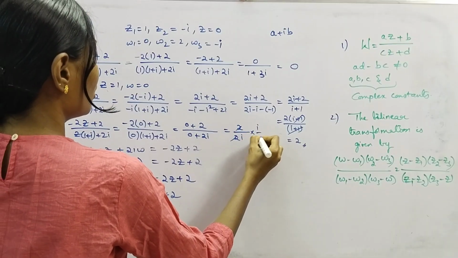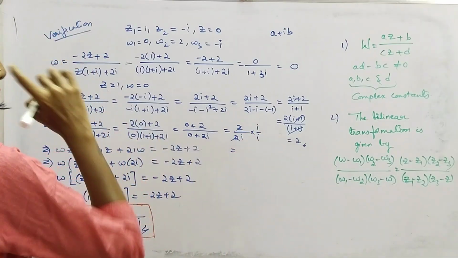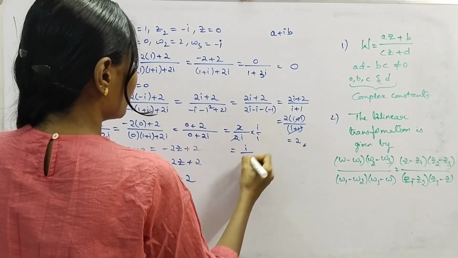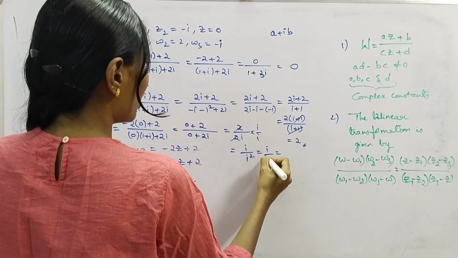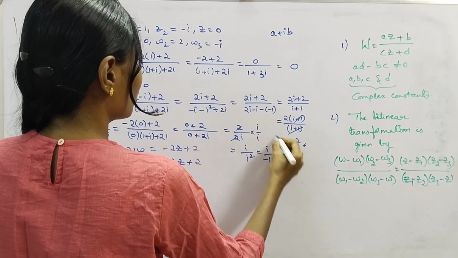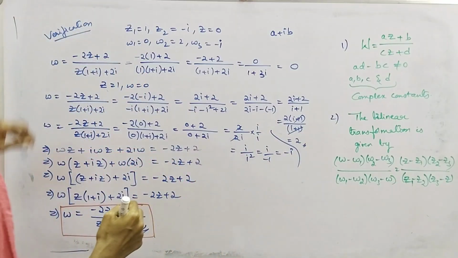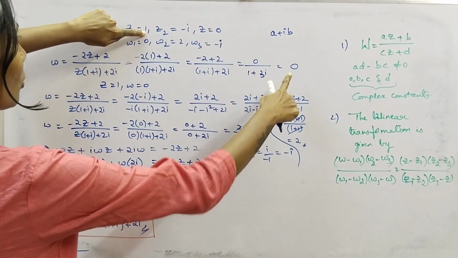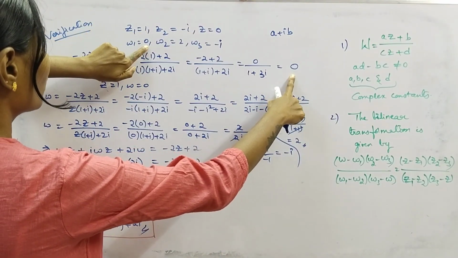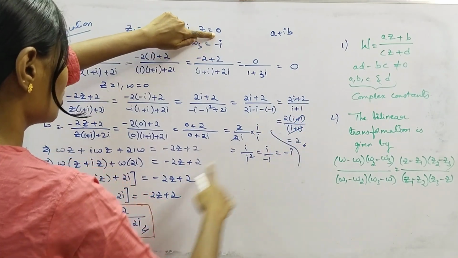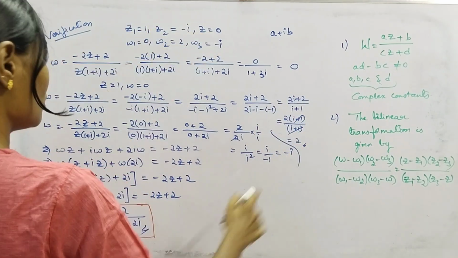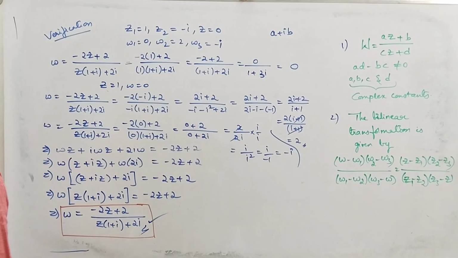Now multiply and divide with i. You will get i by i into i square, since i square is minus 1, which gives us i by minus 1, which is minus i, right? So when z equal to 0 you got omega equal to 1, when z equal to i you got omega equal to 0, and when z equal to infinity you got omega equal to minus i. So the transformation is correct, right?